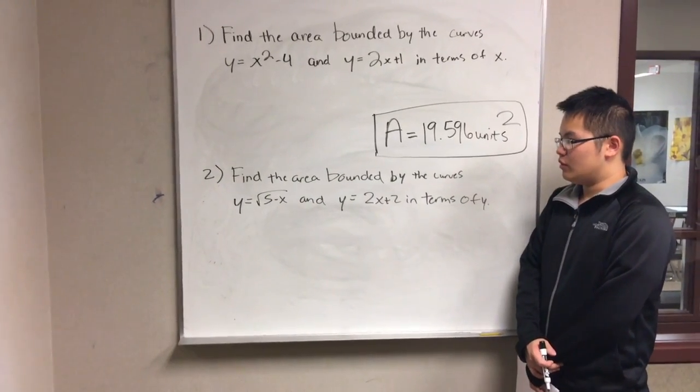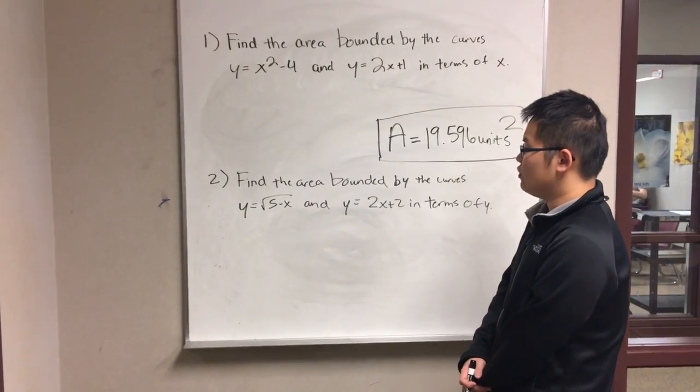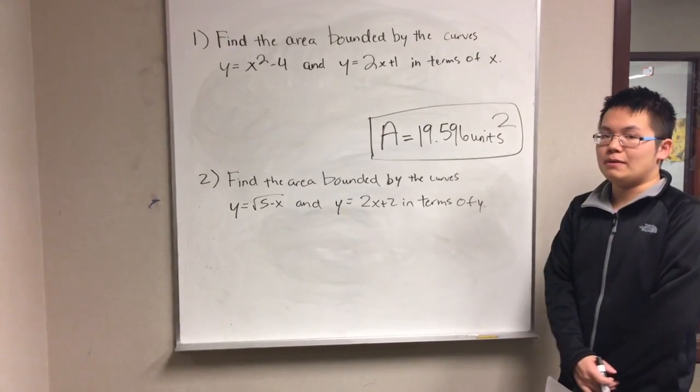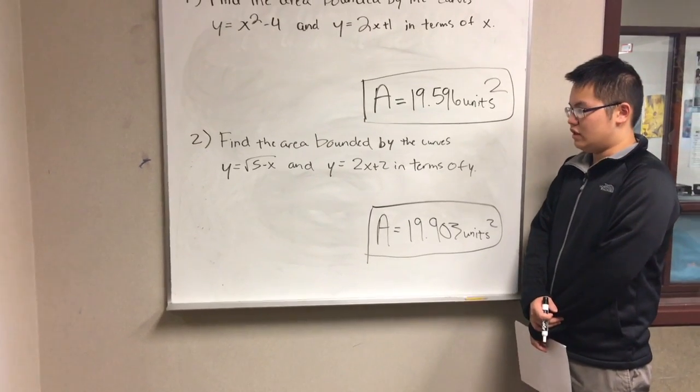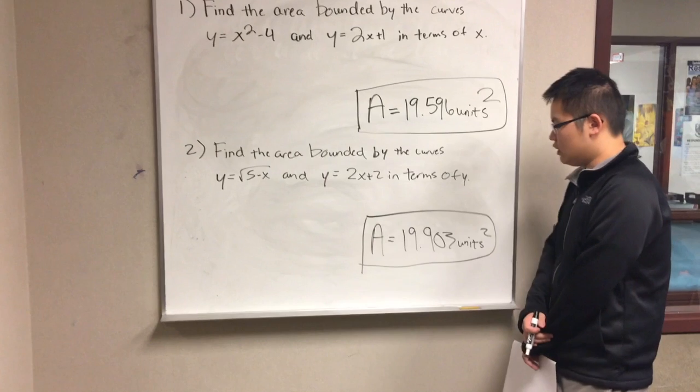Let's move on to problem number 2, which says find the area bounded by the curves y equals the square root of 5 minus x and y equals 2x plus 2 in terms of y. Right, and if you did this problem correctly, you should get an answer of 19.903 units squared.